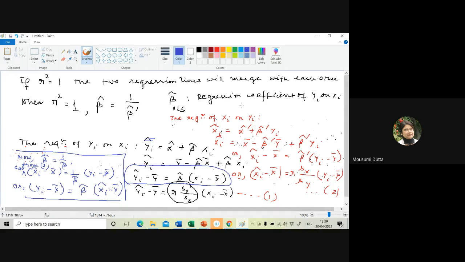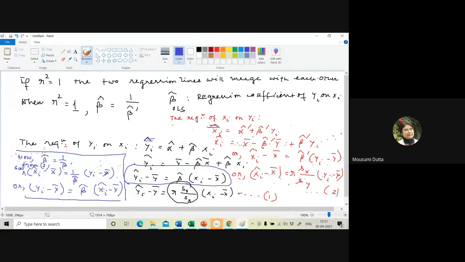Since you are learning the things, I used the hat notation. Next time, for this kind of problem, you can write yi is equal to the fitted, and xi is equal to alpha hat plus beta hat prime yi. In that case, there will be no difference between the left-hand side and the right-hand side in terms of hat. Conceptually you can do it in the same way. Therefore, the lines are merging with each other. Hence, the two lines will merge with each other. These are similar.